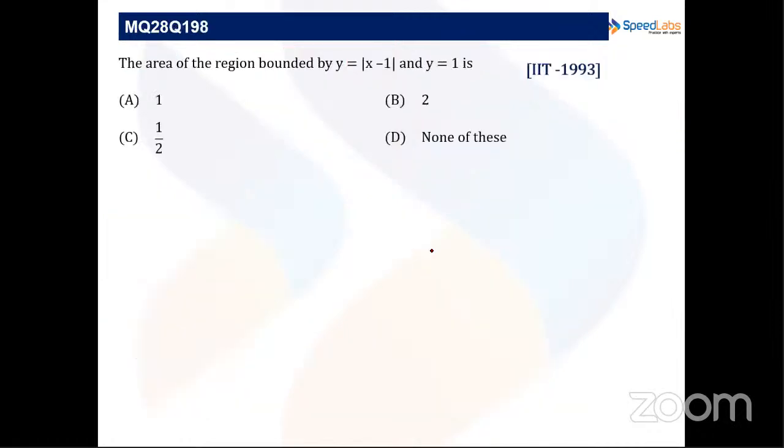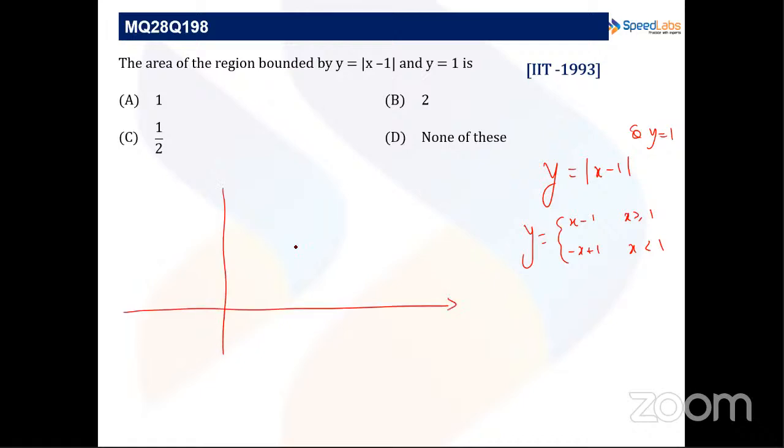Moving to the next question: the area of the region bounded by y equals |x minus 1| and y equals 1. We can write y equals |x minus 1| as x minus 1 for x greater than or equal to 1, and minus x plus 1 for x less than 1. If we draw the lines, this is a straight line having slope 1. This is a straight line having slope minus 1, passing through x equals 1, y equals 0.